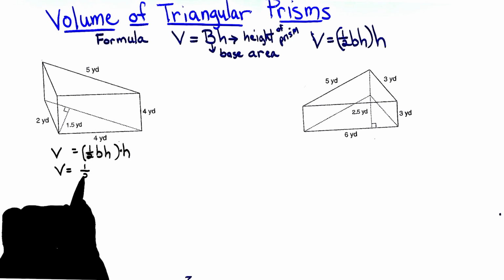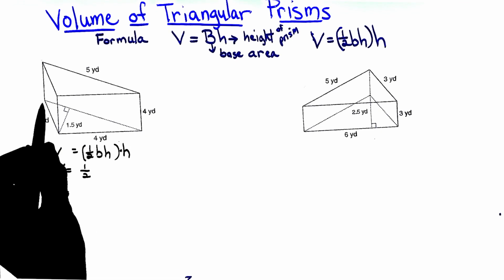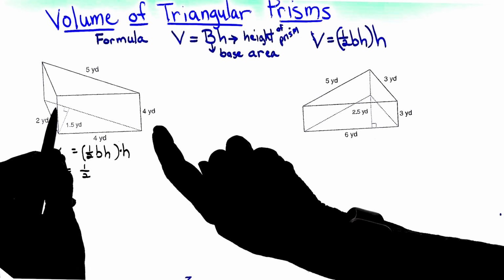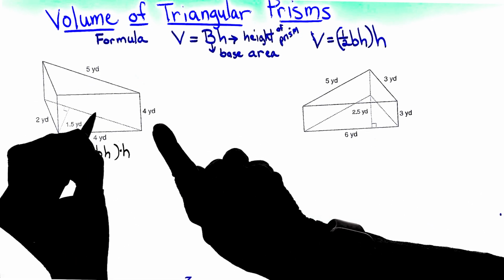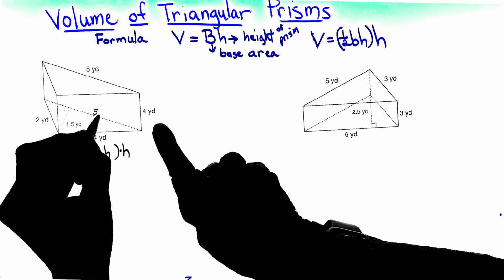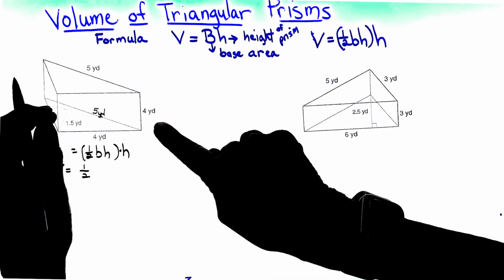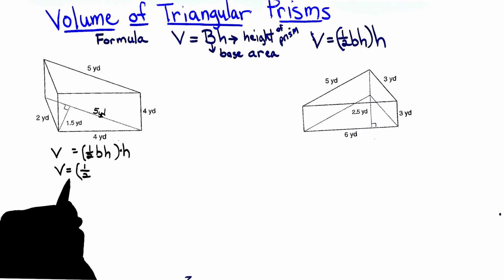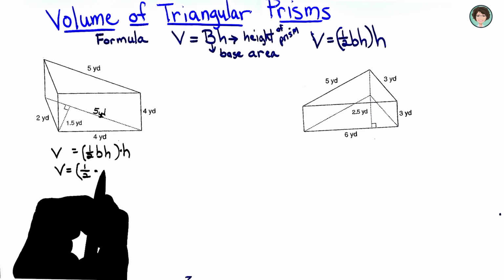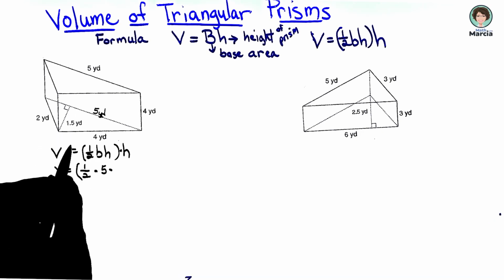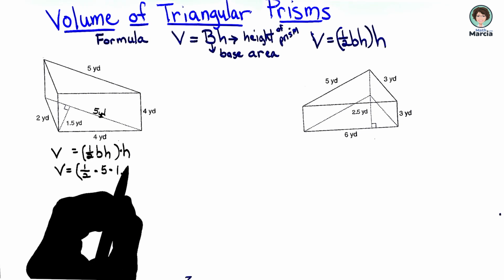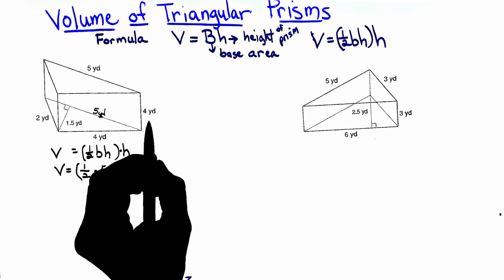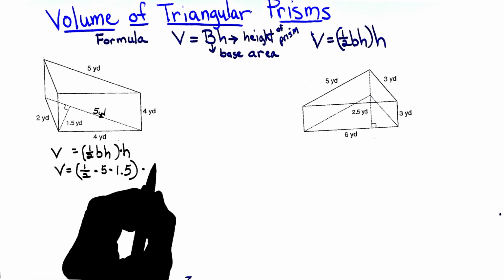We have 1/2. And when I'm looking at this triangle here, you're going to say, well, there's not a dimension given for this base. But remember, this 5 actually also represents the base that is there. And so it's going to be 1/2 times our base, which is a 5, times the height, which is 1.5. And then in the end, we're going to multiply that by the height of the prism, which is a 4.